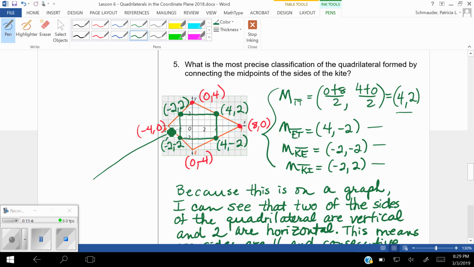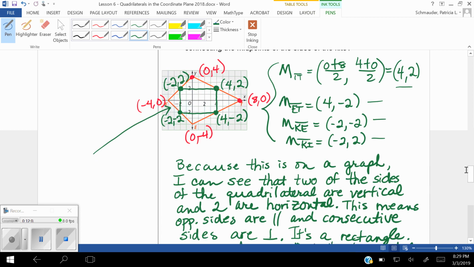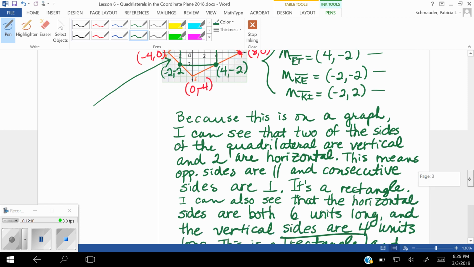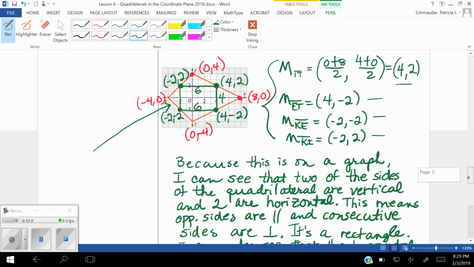drawing here. Okay, well, it just so happens that for the sides of this quadrilateral, one pair of opposite sides is vertical, one pair of opposite sides is horizontal, so I know that those consecutive sides are perpendicular. That means I got a rectangle. But do I have a square? Well, I can easily see, because this thing is on graph paper, that these horizontal sides are 6 units, and the vertical sides are 4 units long, so it's not a square. It is most precisely a rectangle.